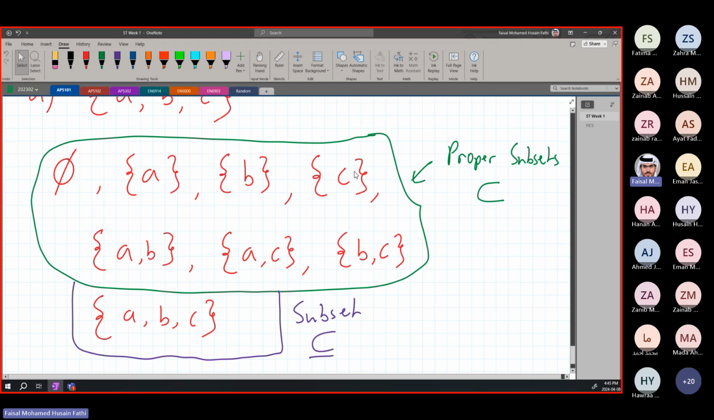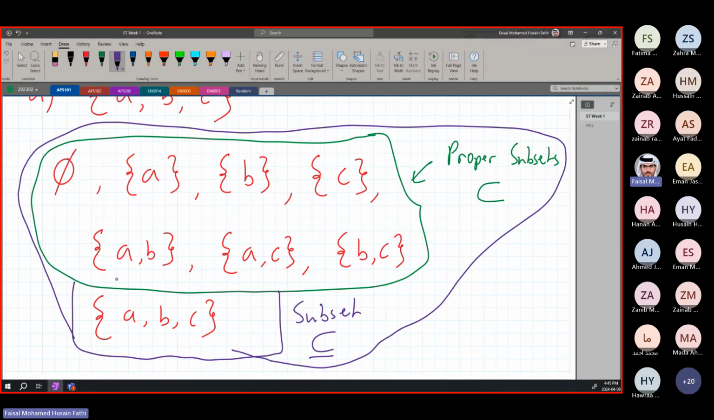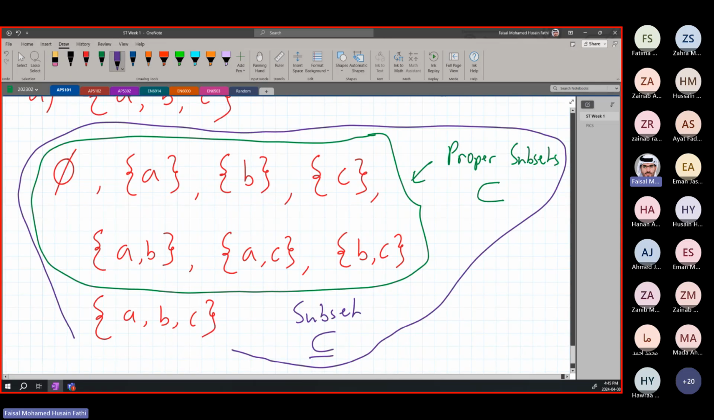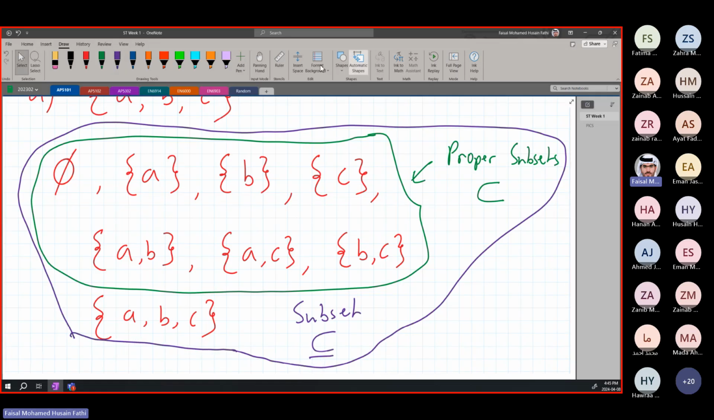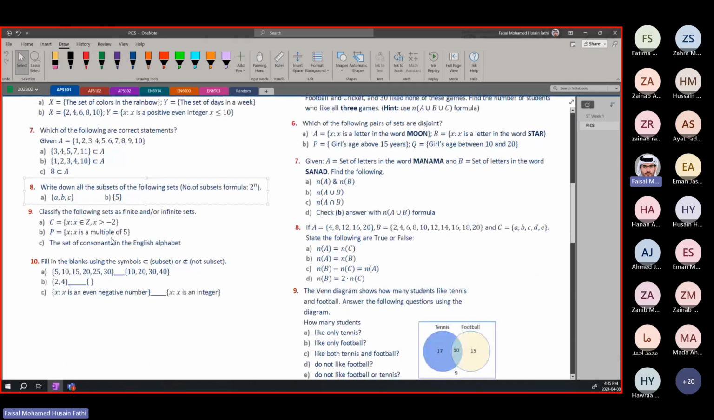Okay, these are all subsets. Yes. Okay. This is true about all of it. All proper subsets are subsets. But not all subsets are proper subsets. That's what you need to understand. Okay? So yeah, this is basically it, how you would write all the subsets of any given set.